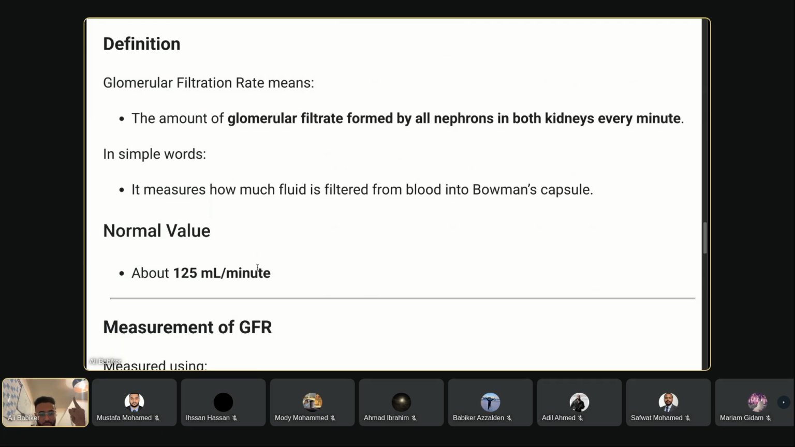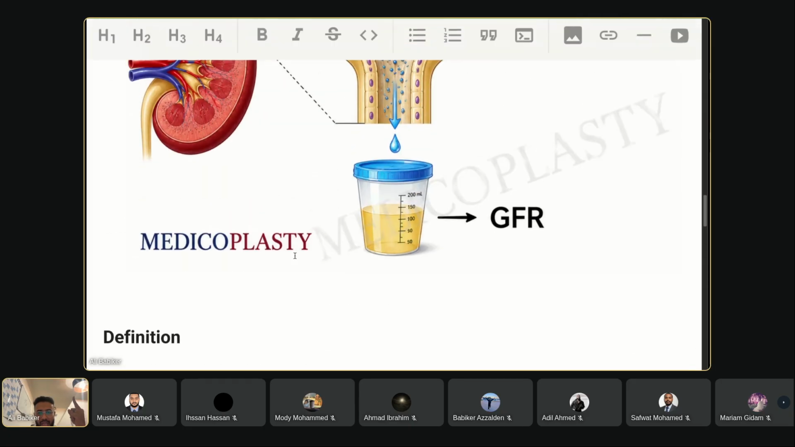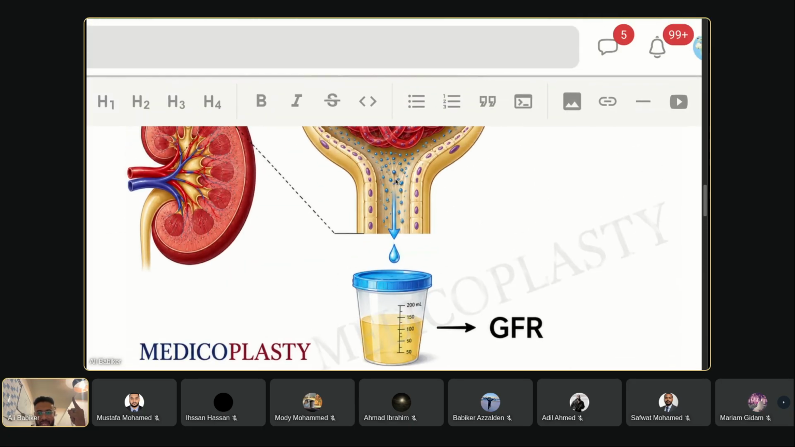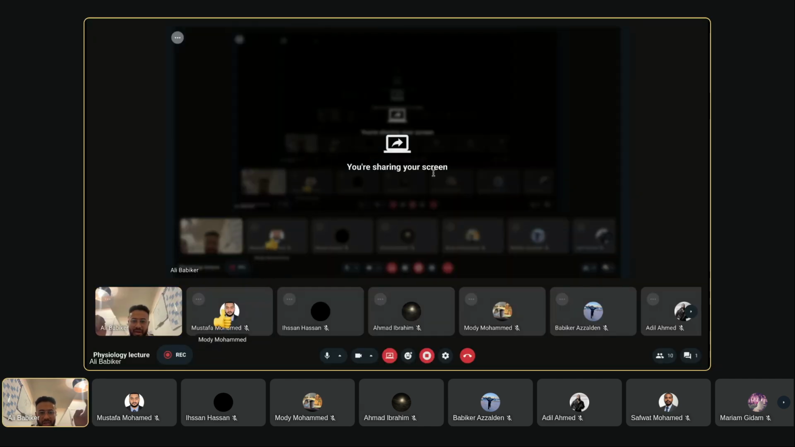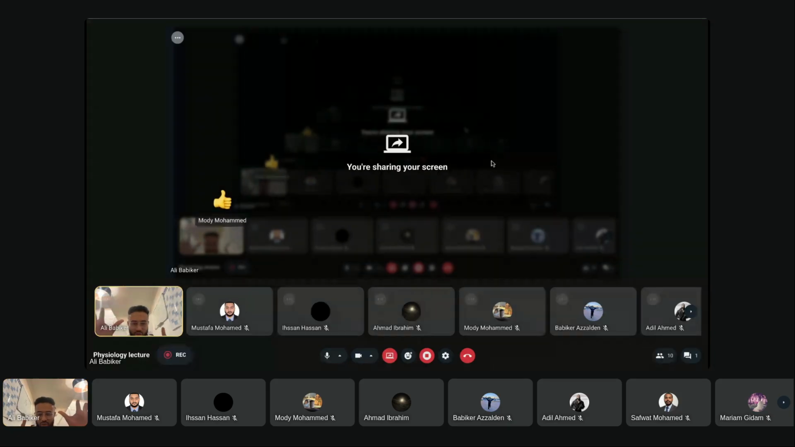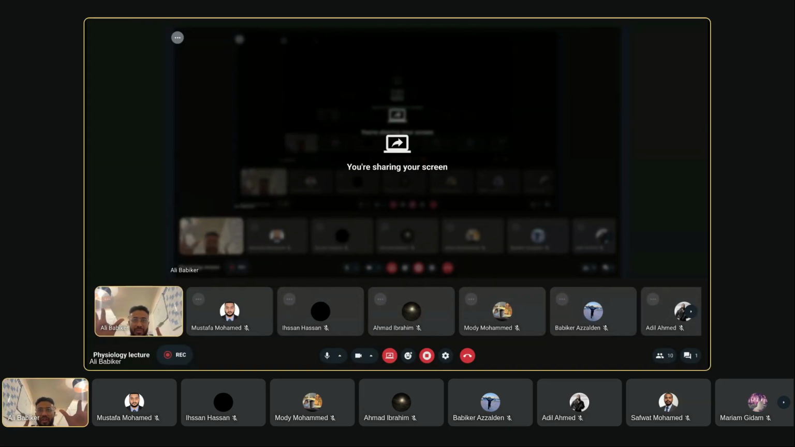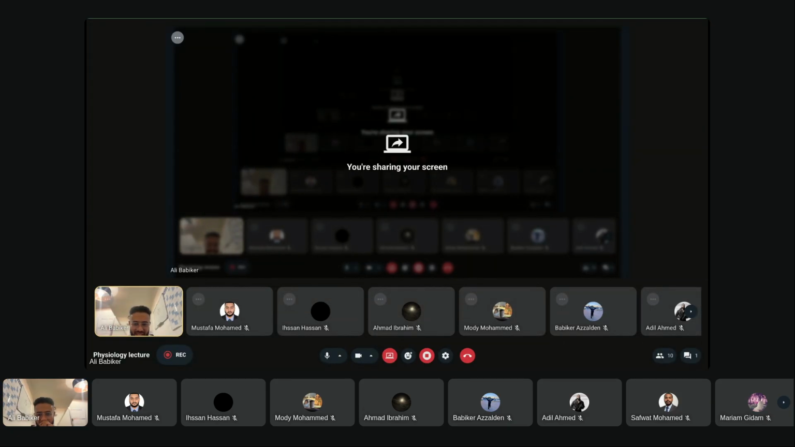I have a question for you. If we produce 125 ml per minute here, does that mean every one of us produces like 600 ml of urine every 5 minutes?